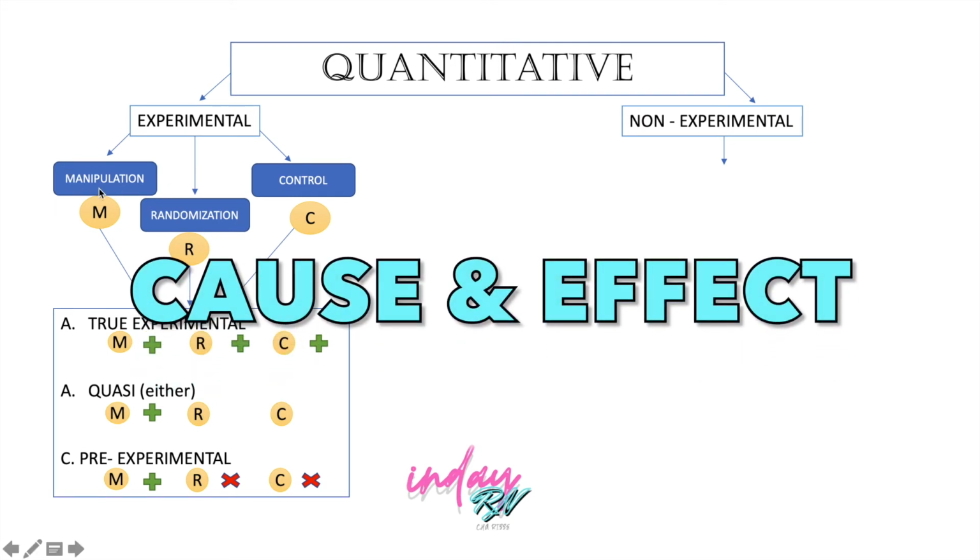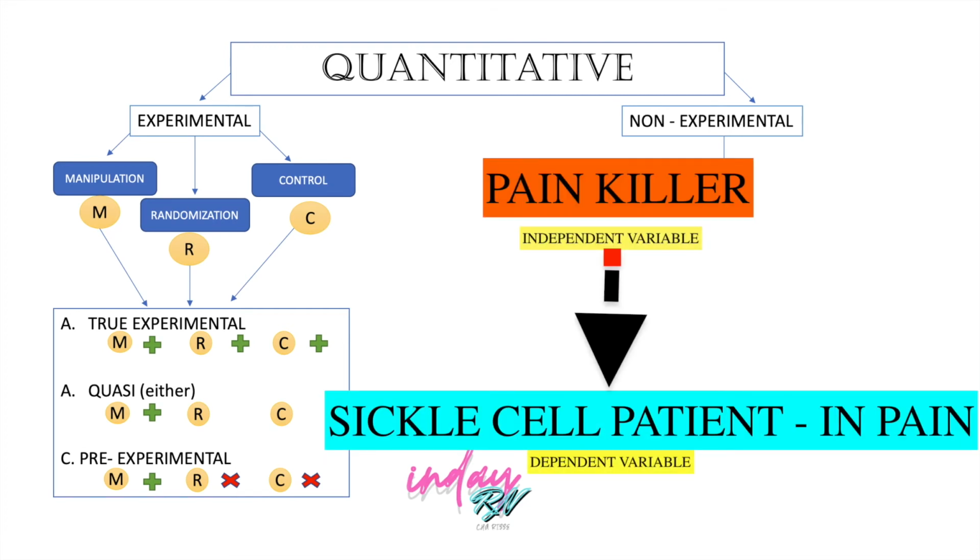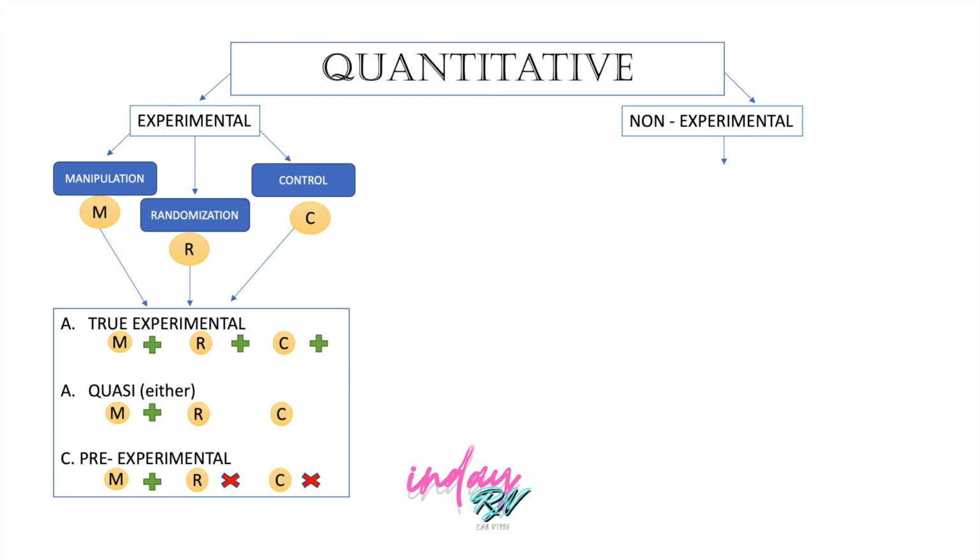So an example here in the manipulation is that if a sickle cell anemia patient comes to the ER, screaming for pain, you are going to give painkillers for this patient. And in this example, the painkiller is our independent variable. Meanwhile, the patient who is screaming or in pain is our dependent variable because we are going to gauge the effect of that painkiller that you gave to the patient. Okay, so the thing here is the manipulation that we did here: you gave painkiller to the patient. So you already manipulated the level of pain because you gave something to the patient. You got what I mean?